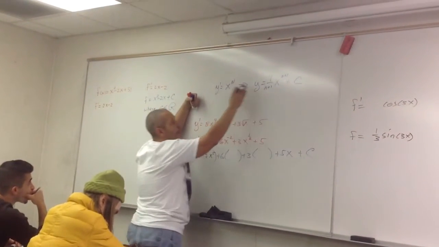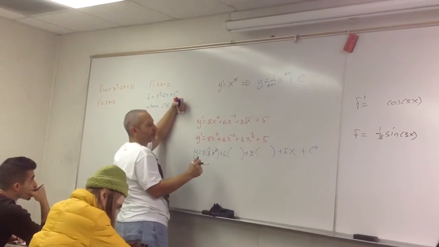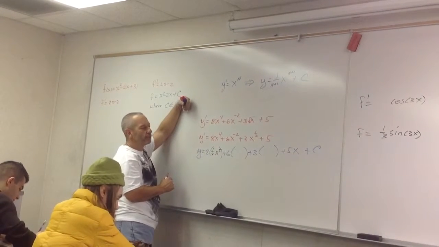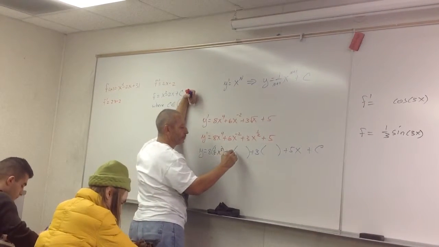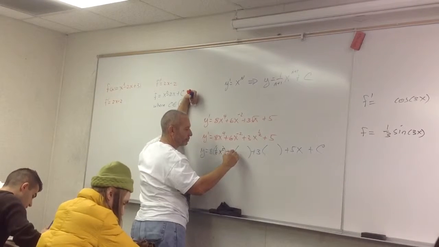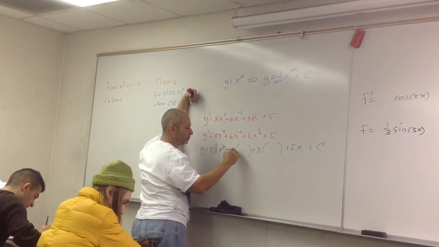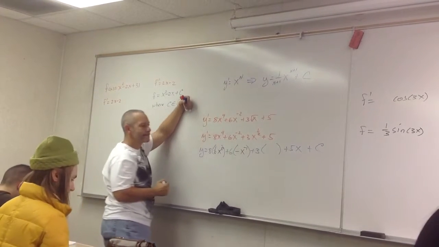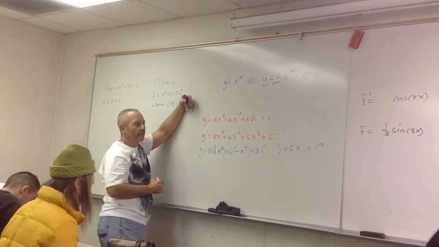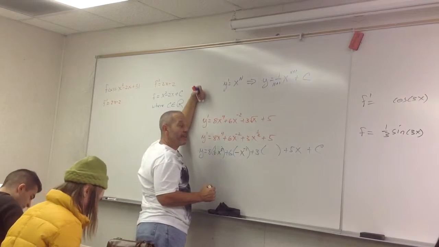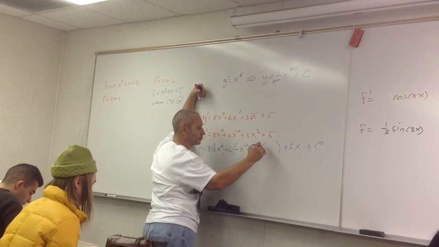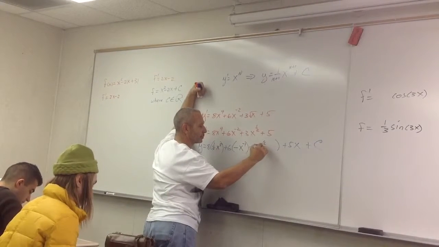I find the new power and I multiply by its reciprocal. What will be the antiderivative of x to the negative 2? 6 over negative 1, x to the negative 1. What will be the antiderivative of x to the 1/2? 3 over x minus 3 over 2.